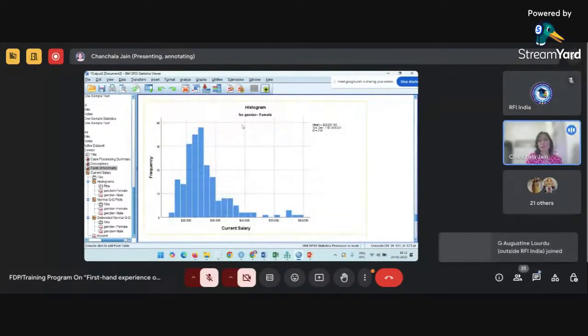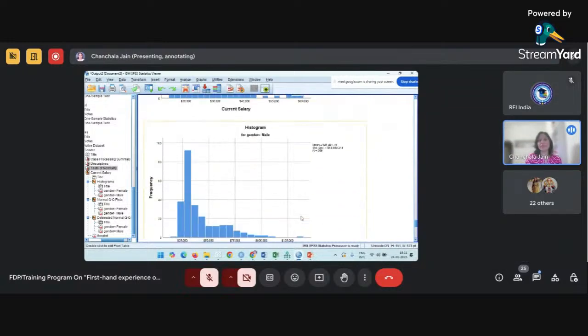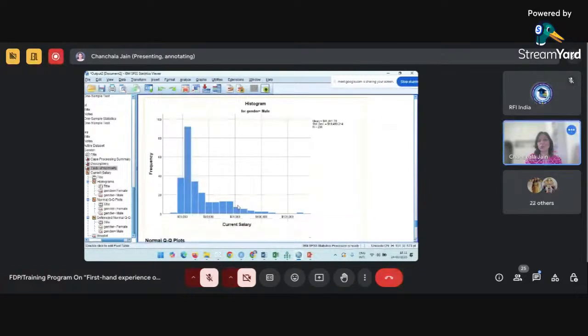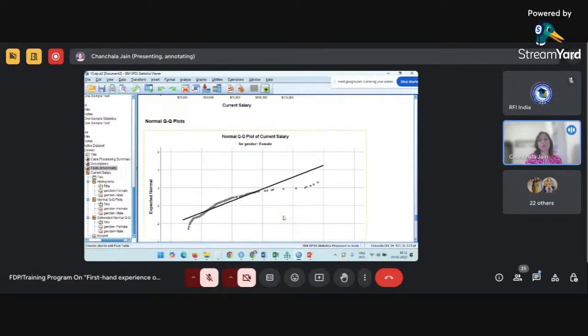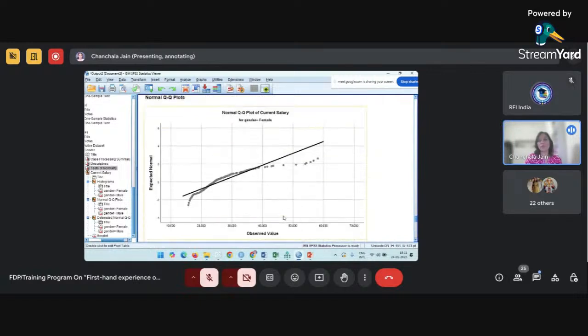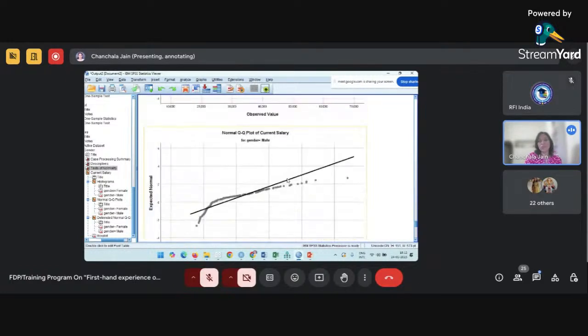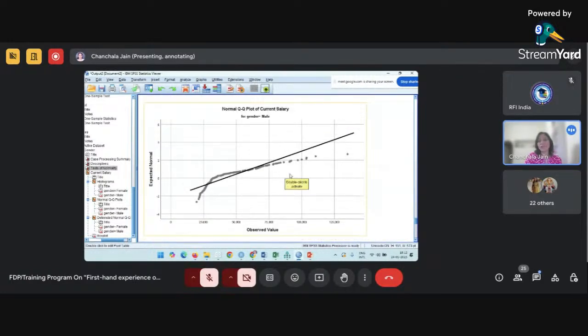Looking at the histogram for the female category, you can see there are many small bars coming at the right side. So there are fewer females drawing the higher salaries, right? Similarly, for the male also, very few males are getting the higher salaries. It is again positively skewed. Then the QQ plot for the female indicates that it is positively skewed. For male also it is positively skewed.